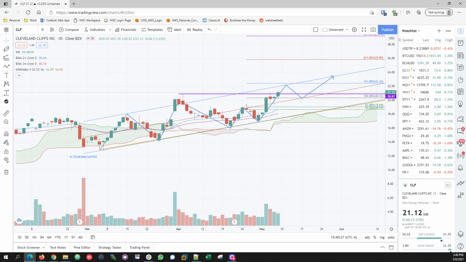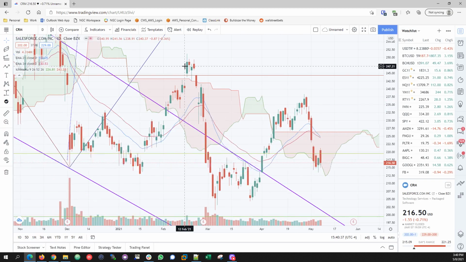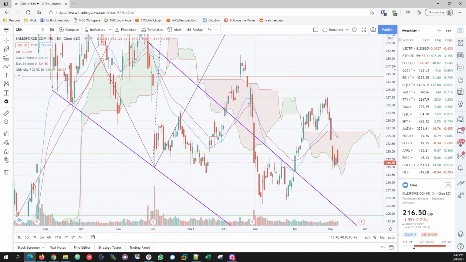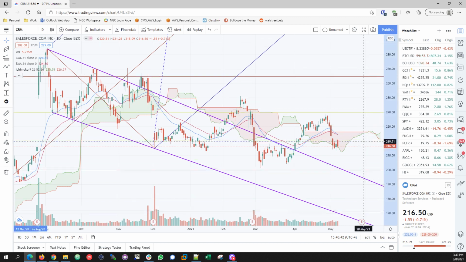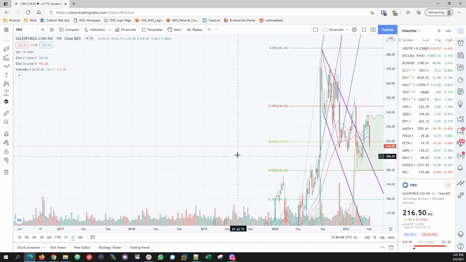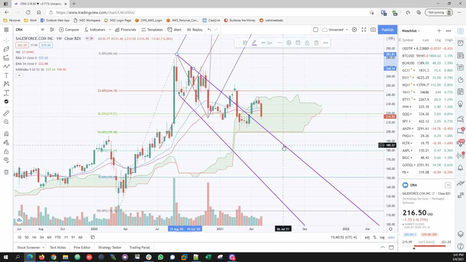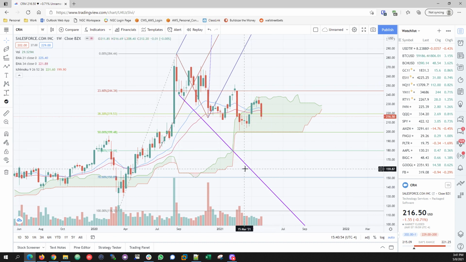Okay. Next up is CRM. Salesforce, I wouldn't do swing positions in this, but rather it's a long-term investment. I think they do have a pretty hefty position in Bitcoin. Let's go ahead and basically delete these.